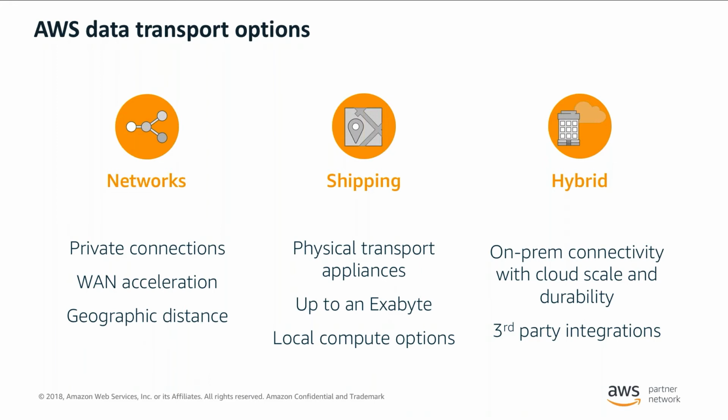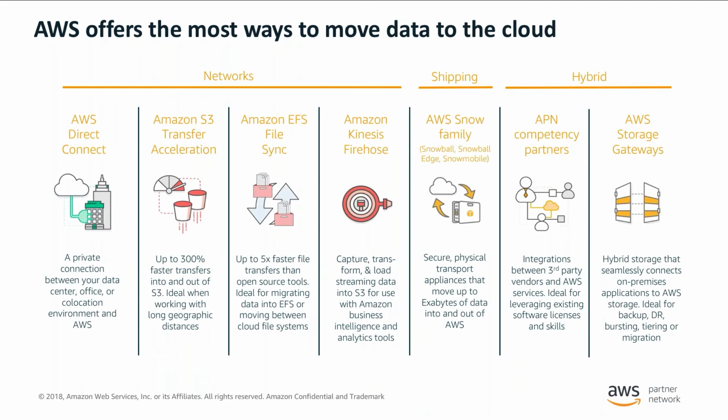So AWS data transport options come down to three types: connected networks, physical device shipping, and hybrid deployments with on-premises environments. To dive a bit deeper, for network-based options, we have several options ranging from dedicated private network connectivity with AWS Direct Connect, WAN-optimized data transfer over long geographic distances with Amazon S3 Transfer Acceleration, easy accelerated file system transfers with Amazon EFS File Sync, and managing streaming data into S3 with Amazon Kinesis Firehose.